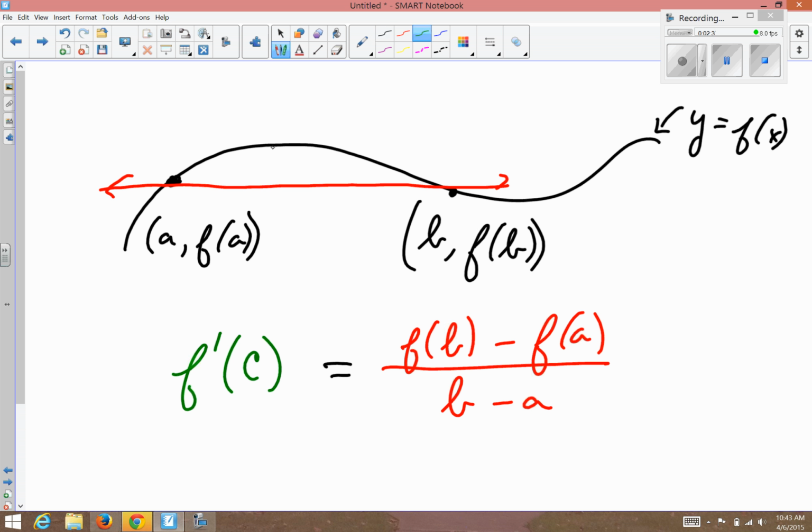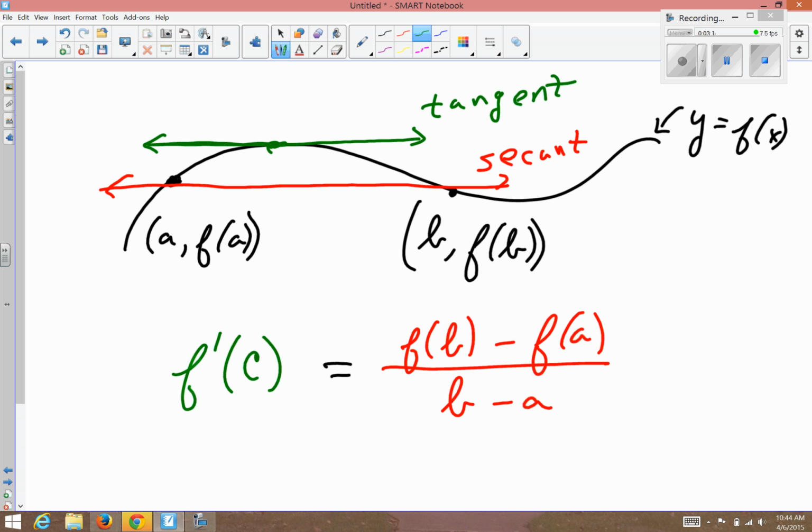There's at least one place where the derivative, that means the slope of the tangent line, is equal to the slope of the red line. Equal slope means these lines are parallel, the red line and the green line. The red line is called a secant line because it crosses 2 points on the curve. The green line is called the tangent line.